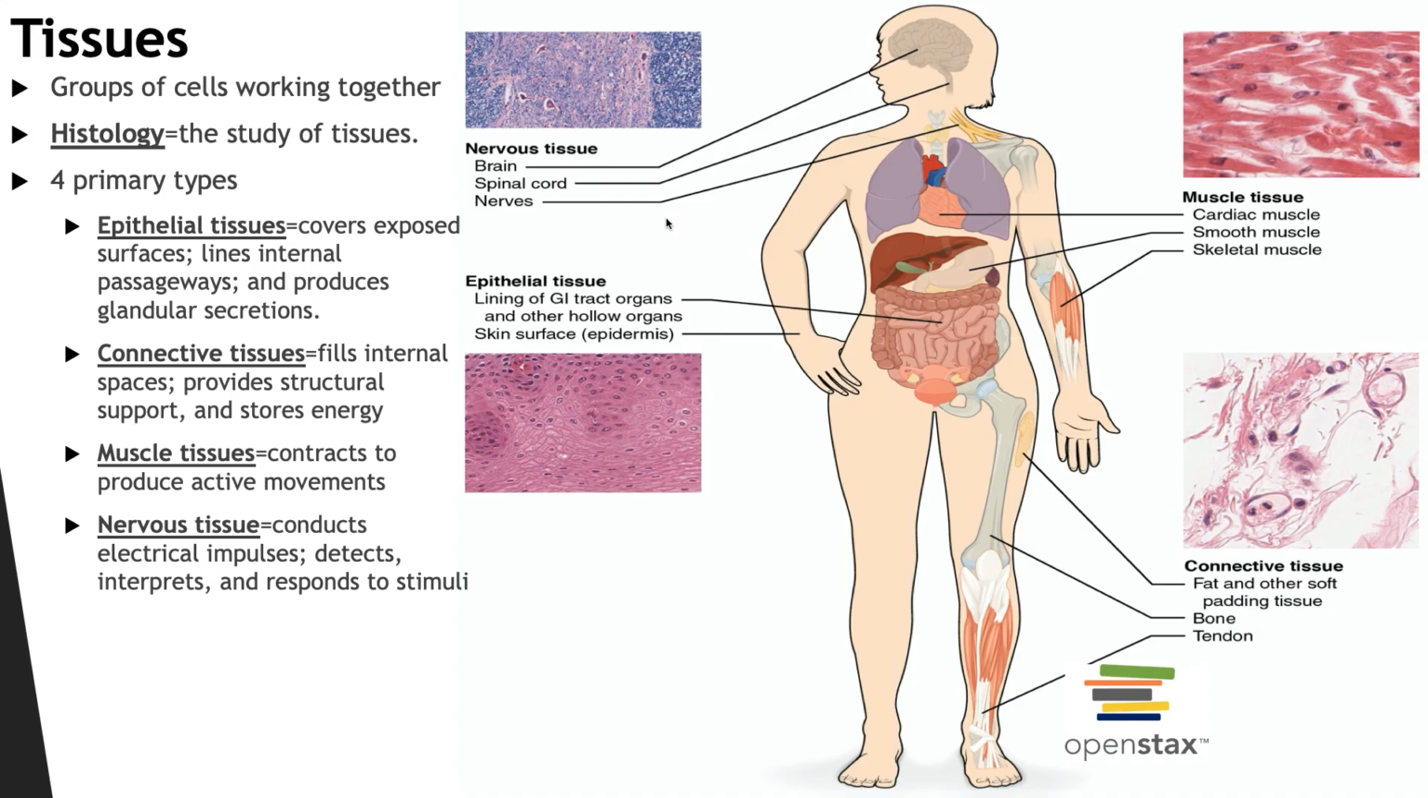Tissues are essentially groups of cells working together, and histology is the study of those tissues. There are essentially four different types of tissues. You start with epithelial tissues, which generally cover the exposed surfaces, line passageways, things like that. Connective tissues, which will fill internal spaces and provide structural support. Muscle tissue, which will contract to provide active movements. And then nervous tissue, which serves to conduct electrical impulses.